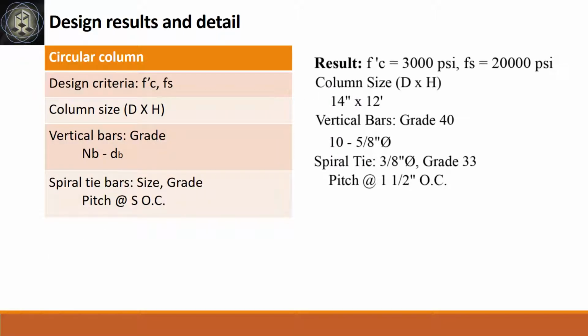The design results for our problem are as follows. Fc prime equals 3000 psi, Fs equals 20,000 psi, column size at 14 inches by 12 feet, vertical bars at grade 40, 10 pieces 5/8-inch diameter bar, spiral tie 3/8-inch diameter at grade 33, pitch at 1½ inch on center.